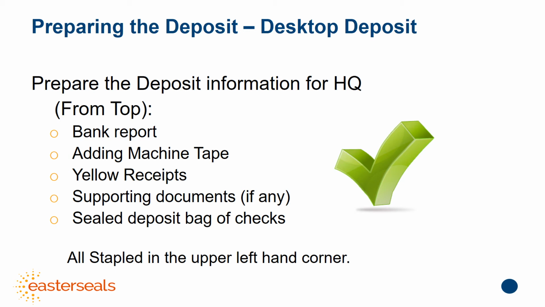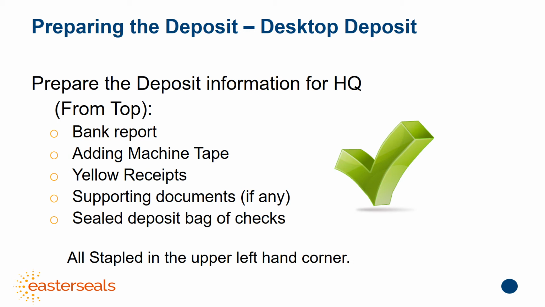Underneath that will be any supporting documents. And then you will also have the sealed deposit bag of checks. When doing a desktop deposit, you are scanning the check images to the bank. So you end up with the actual checks in your possession. You will be putting those checks in a deposit bag and sealing them. You send that as part of the packet to headquarters instead of the check copies.